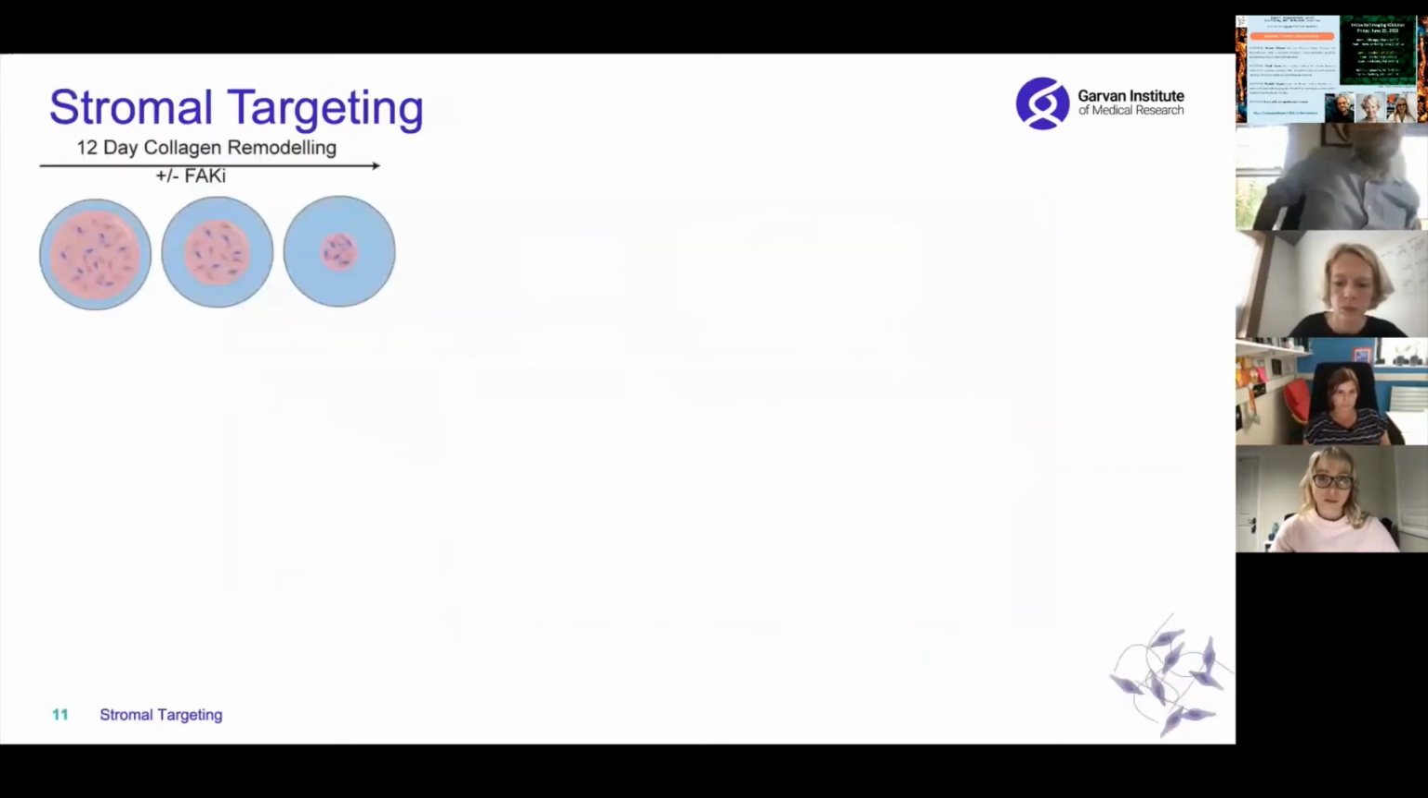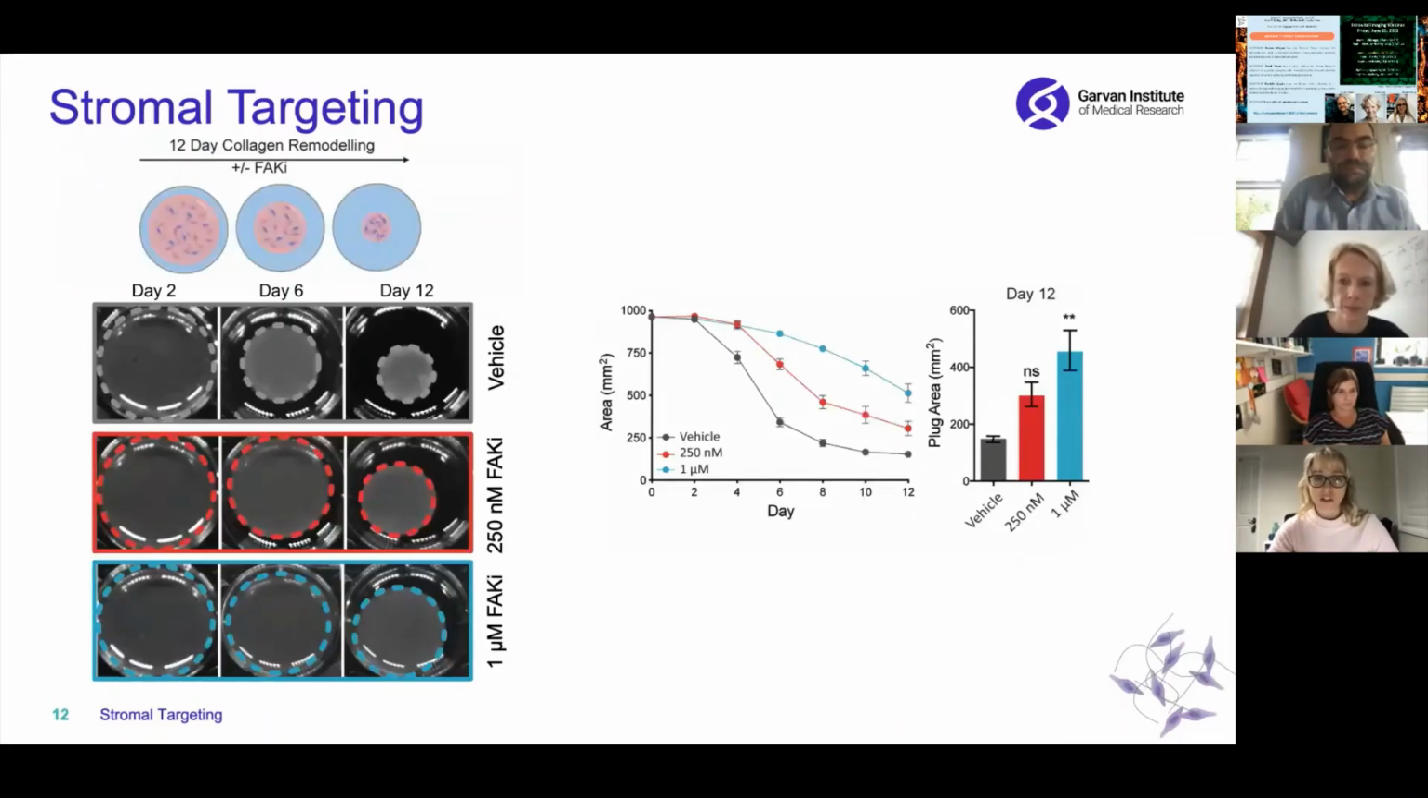However, if we switch this up and start to target the stroma, where we treat the fibroblasts during the remodeling phase, inhibiting their ability to remodel and contract the matrix over 12 days, as we can see here, we have a dose-dependent response where by treating with our FAK inhibitor, we see a marked reduction in collagen contraction and an increased size of the matrices upon treatment with FAK.